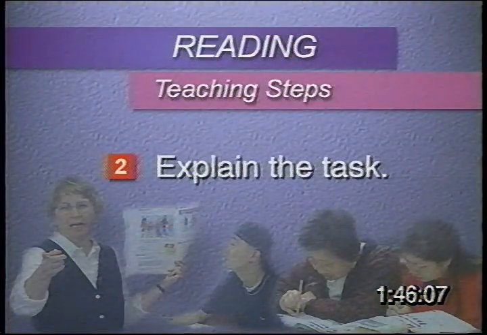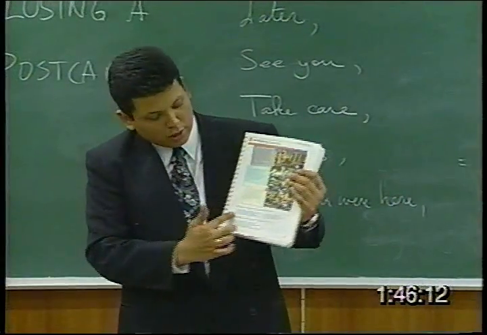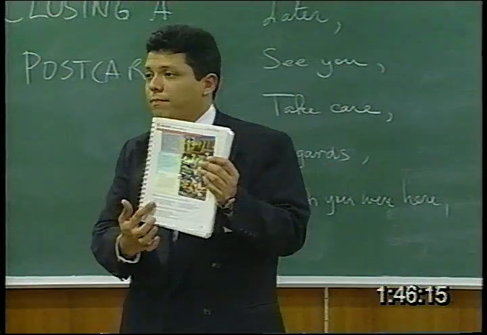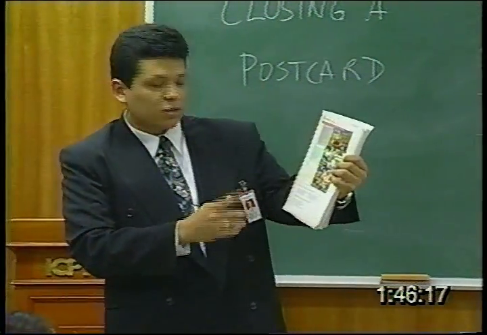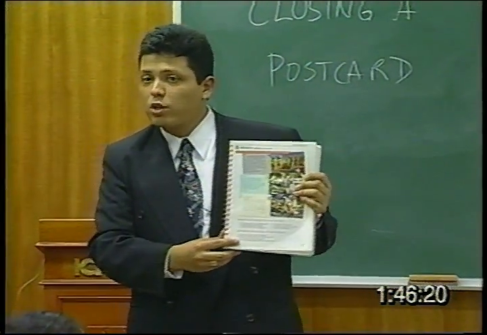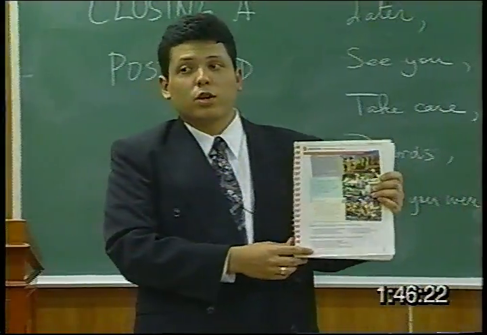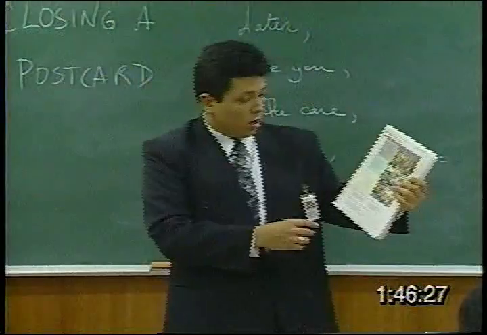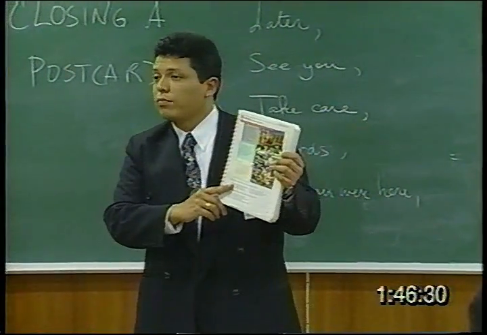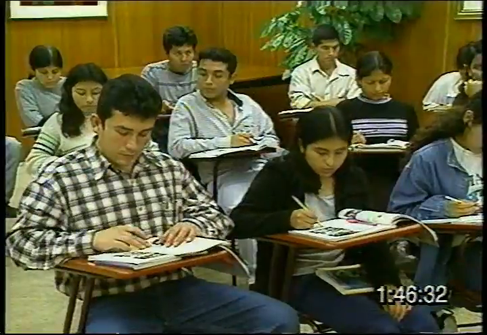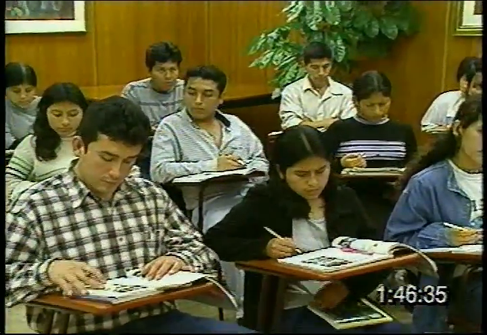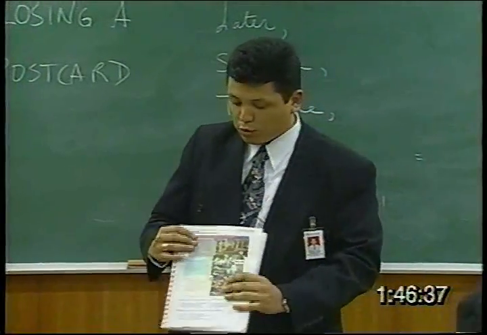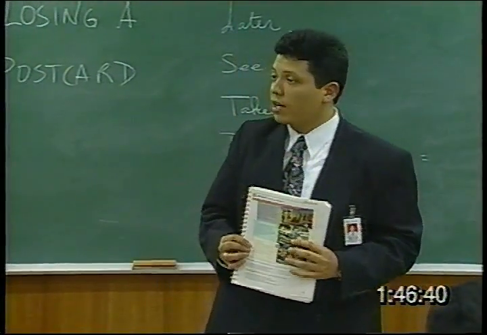Teaching Step 2. Explain the task. Okay, read the postcards. And then look at part A. In part A, there is some information. Some information is true, and some information is false. So, look at number 1, everybody, for example. Margaret had a very relaxing vacation. Now, what you're supposed to do is read the postcard and check to see if that is true or false.